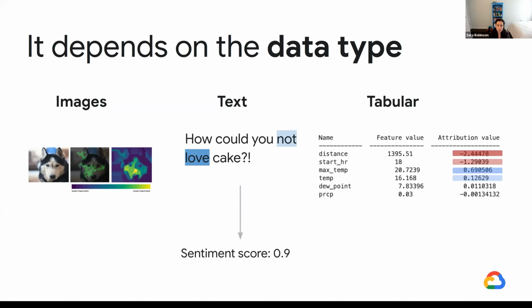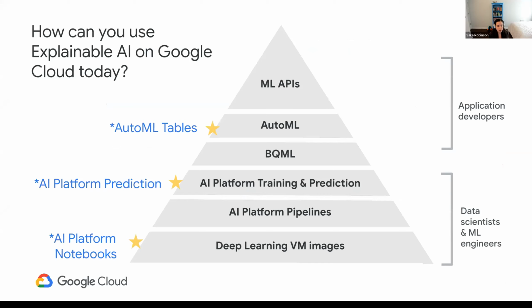And then finally, for tabular data, numerical and categorical data, we get what's called attribution values for all the different features in our model. Attribution values can be positive or negative, indicating whether they push the model's prediction up or down. In this case, we're looking at a model that predicts the duration of a bike trip, and we're seeing the features that affected that most. So in this case, the distance of the trip caused the model's predicted trip duration to go down by about 2.5 minutes. So the summary of this is that explanations look different depending on what type of data you're working with.